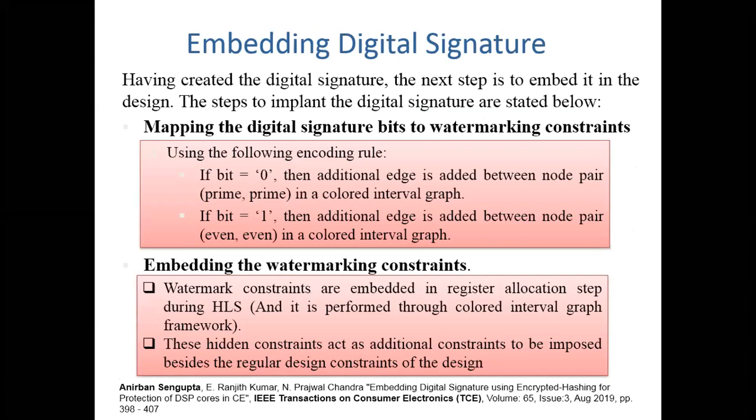So one of the important mapping rules could be to have bit 0 converted into an additional or secret edge that could be added between prime node pairs of the colored interval graph. If you recall the colored interval graph, which I had shown in one of the previous slides, this could be an additional edge between the node pairs which have prime numbers, and bit 1 could be an additional secret edge between node pairs which have even numbers in the CIG. Next slide, please.